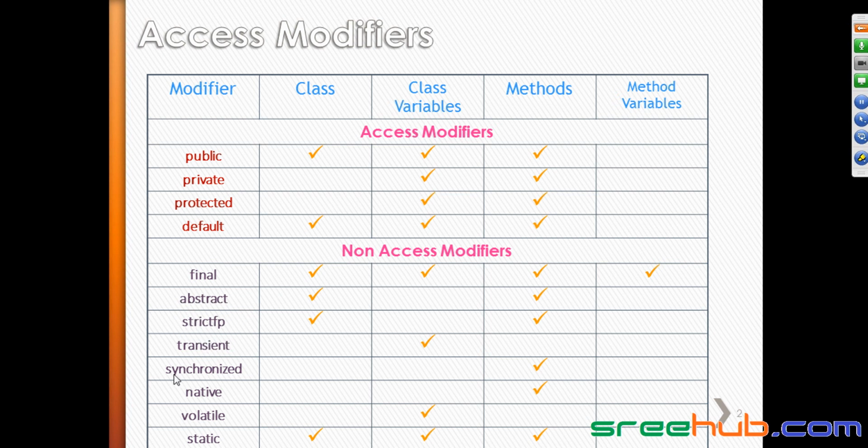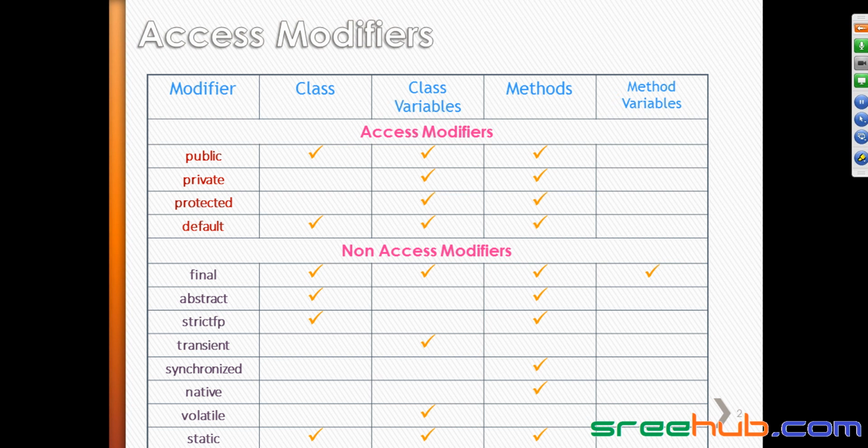Fine. So then we have something called transient. You will understand what transient is in files, when we come to file input output. And synchronized, you will understand in threading, right? Synchronized, native, volatile, you will understand all these topics when we actually come to files and threading. Anyways, at that point I'll remind you about synchronized, transient, volatile and all. Fine. Now the last one we have is static.